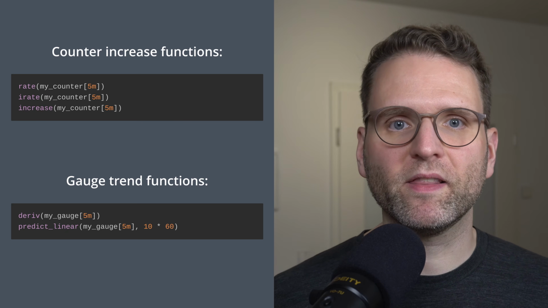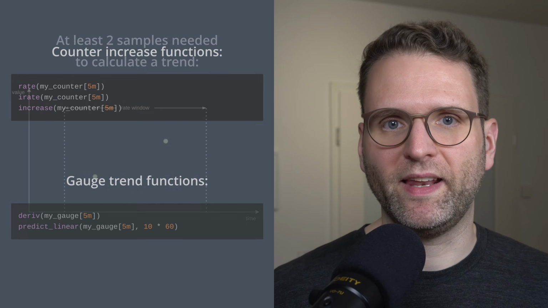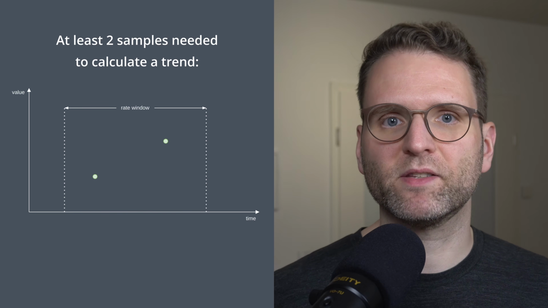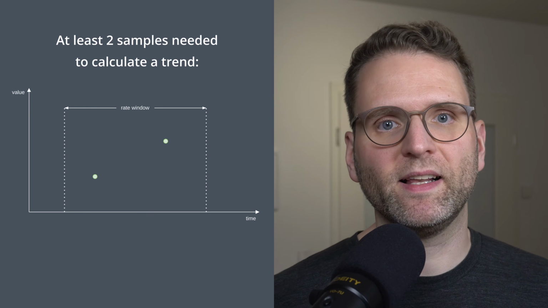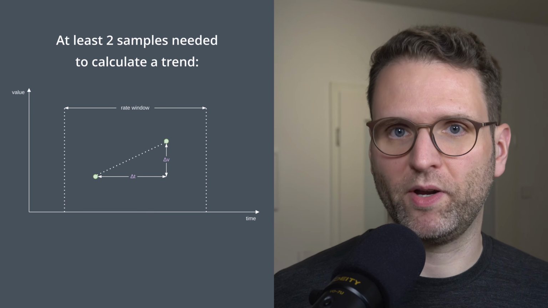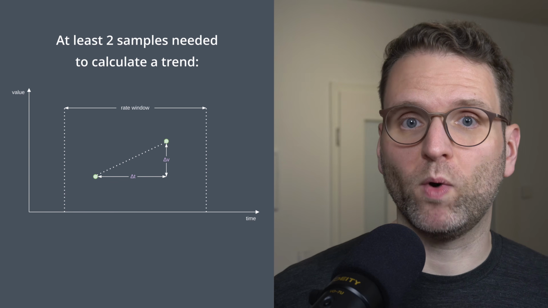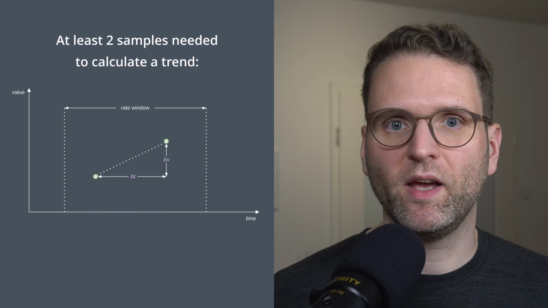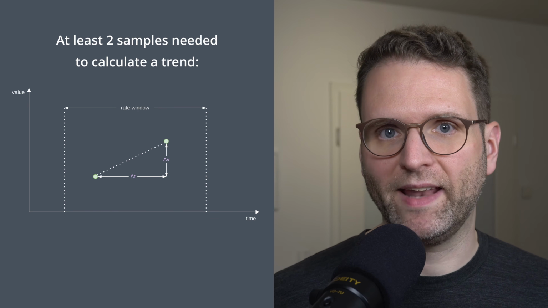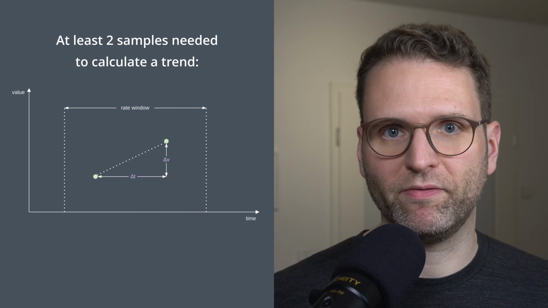Now, the important thing for all of these functions is that they need to see at least 2 samples for each time series under the provided time window to be able to tell how fast the time series is going up or down, right? If they only get 1 sample, they can't tell anything from that, and they will just omit that time series completely from the output at the corresponding time step in the graph.